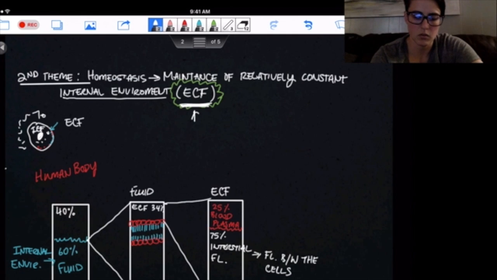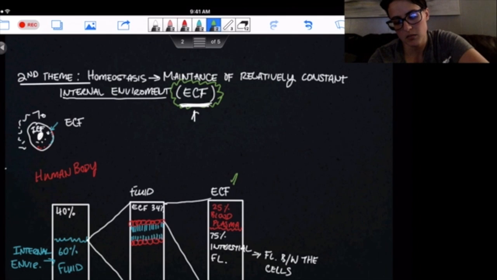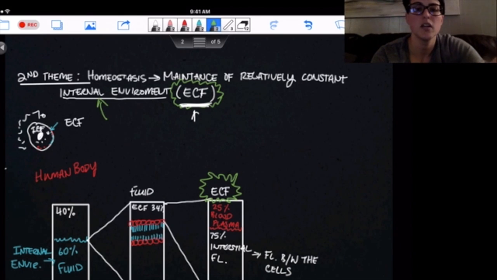So why am I telling you all of this? Because it's going to become important when we think about how homeostasis is maintained and where it's maintained. So remember the big ticket item here is the extracellular fluid that's contained within the internal environment, the fluid of the body. That was our second theme.